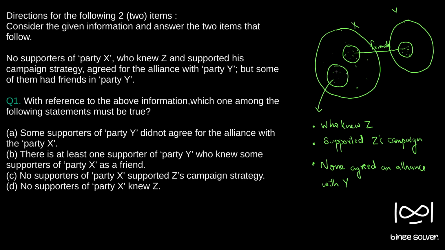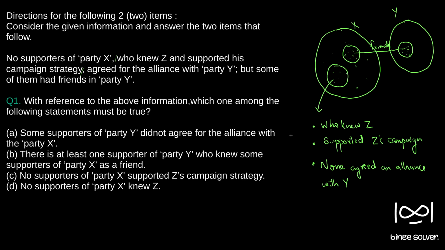So why did I say they are not talking about some of the people from here? Just look at the statement: no supporters of party X, who knew Z and supported his campaign strategy. So this is a separate statement. So no supporters of party X who satisfied this condition agreed for the alliance with party Y, but some of them, again, it has to mean some of party X had friends in party Y. So this is the case that represents the given information.